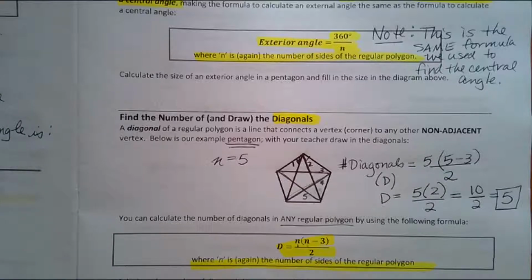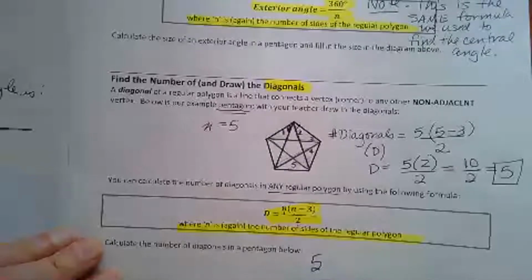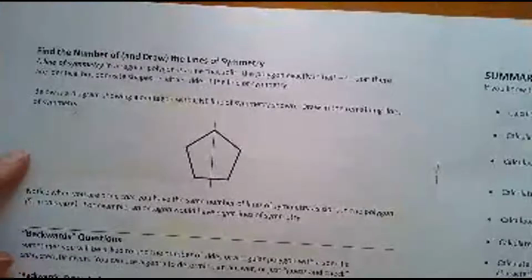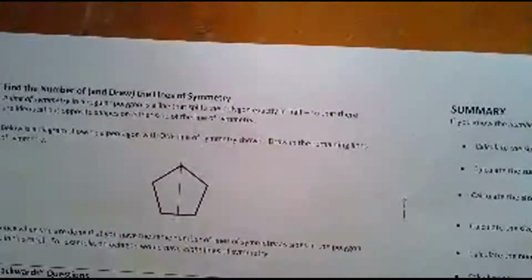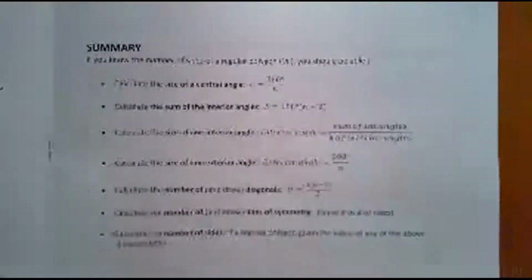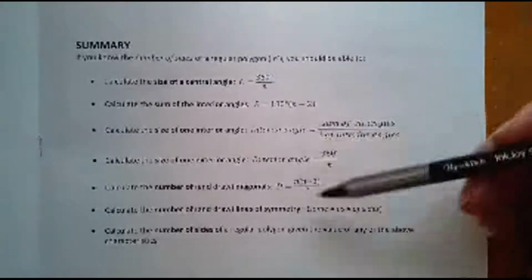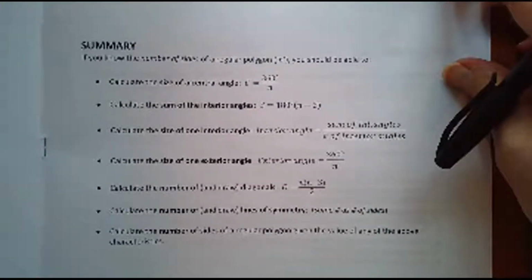Let's take a look at some of those questions from yesterday. I guess I could just fill in this last one. The number of diagonals is 5. Talking today, I don't want to do lines of symmetry. I'll do lines of symmetry tomorrow, and then there's some backwards questions. And again, it summarizes here all the formulas you should know, but they're nicely written out on your formula sheet anyway, so I don't know if this is totally necessary.